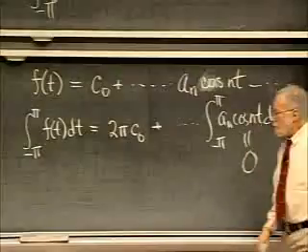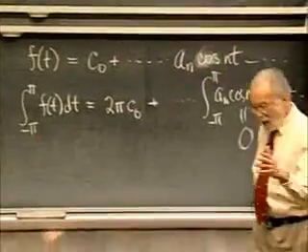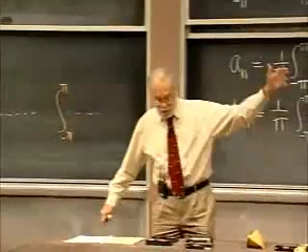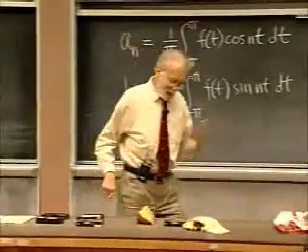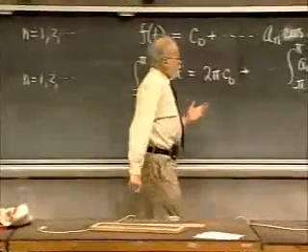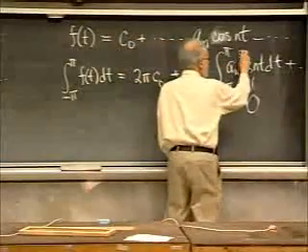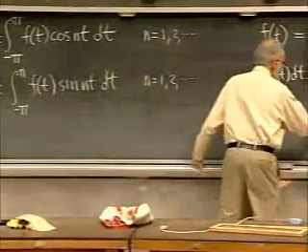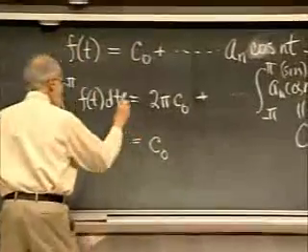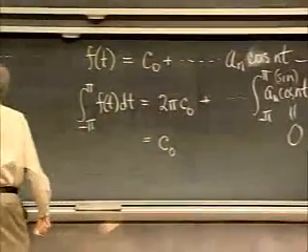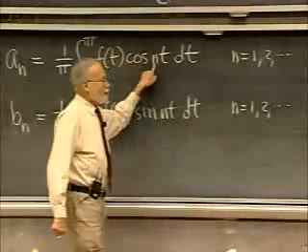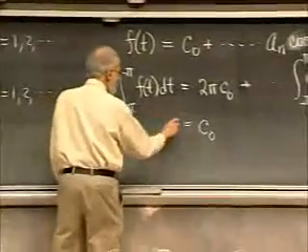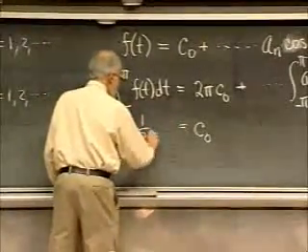Every other term is 0, because if you integrate cosine nt or sine nt over a complete period, you always get 0. There's as much area above the axis or below, or you can look at two special cases, you know. Anyway, you always get 0. The same thing with the sine here. So the answer is that c_0 is a little special. You don't just put n equals 0 here, because then you would lose a factor of 2. So c_0 should be 1 over 2 pi times this integral.